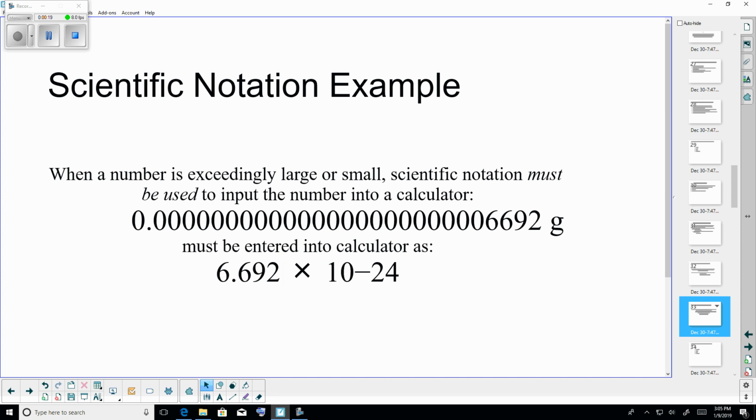And we talked about using this, again, for large numbers. We're going to be using a lot of large numbers. So you can't put that number into a calculator. So it's 6.692 times 10 to the minus 24th. So you need to become familiar with your calculators, how to do that. Depending on your model, you do it different ways.